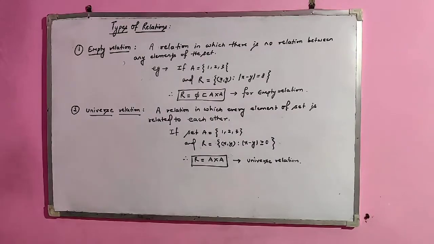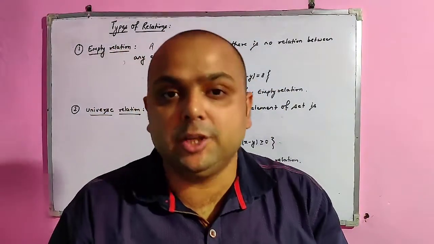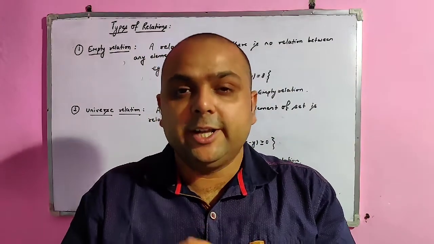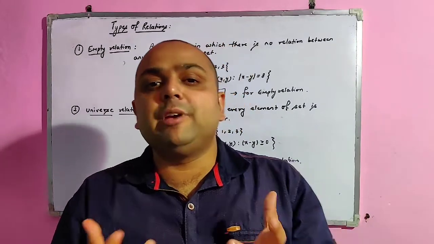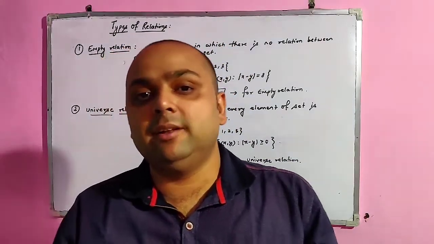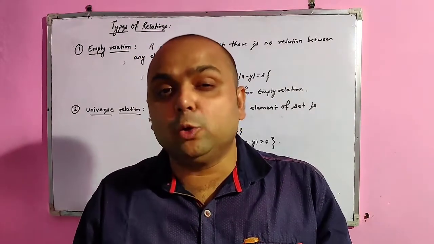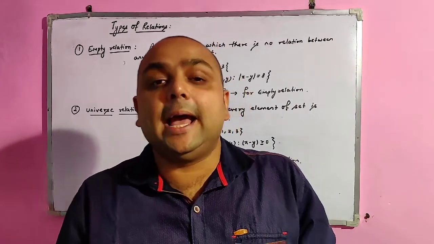Now we are going to discuss the types of relation. There are a total of 8 types of relation. I am going to discuss each type with one example. The first one is the empty relation. Suppose we have a set and a relation given such that none of the elements are related to each other in any possible way, then that is called the empty relation.